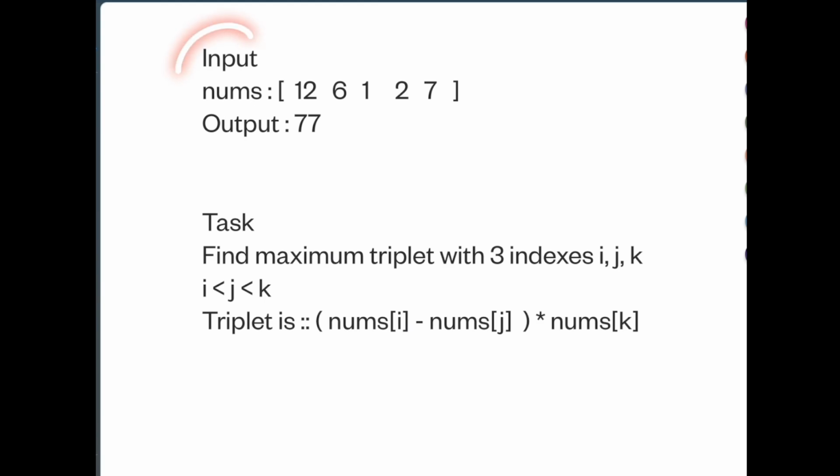We are given an input, and the input is just one array of numbers. For example, 12, 6, 1, 2, 7. This is one of the inputs we are given, and for this the output is 77. How are we going to produce the output? We need to understand it using the task.